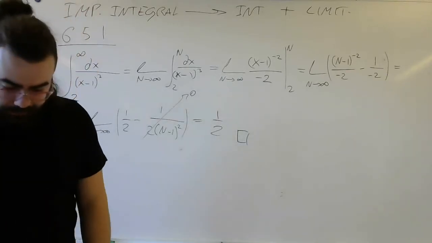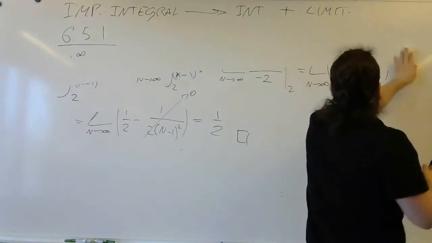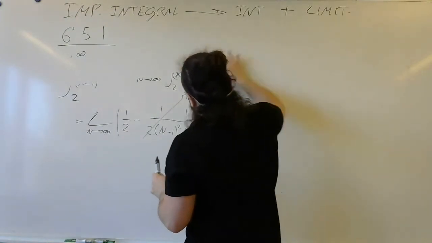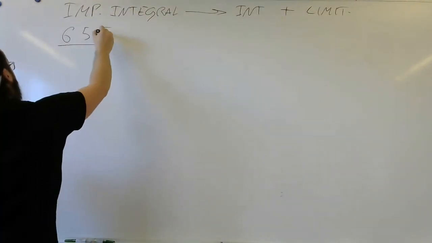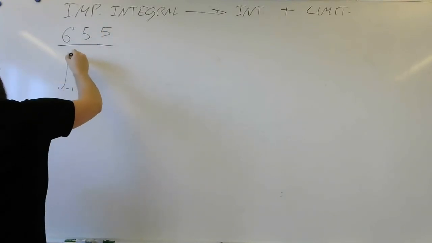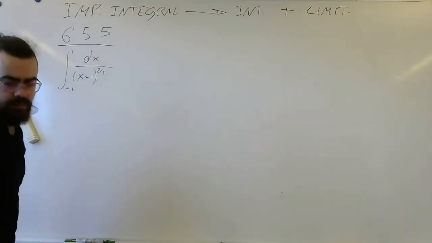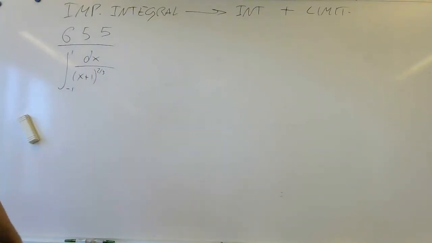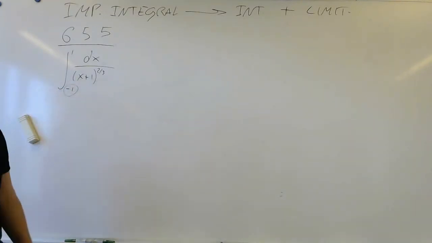Now, I'm going to show you another example on how we manipulate these things. 2/3. Yeah, 2/3. Now, here we don't have infinity in the limits of integration. However, at x equals minus 1, the function is not defined. This function has a vertical asymptote at minus 1. So this is the limit of integration we have to take the limit to.